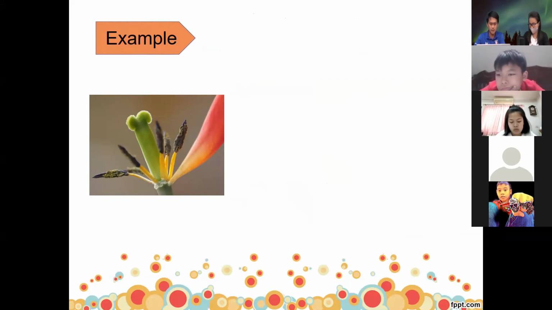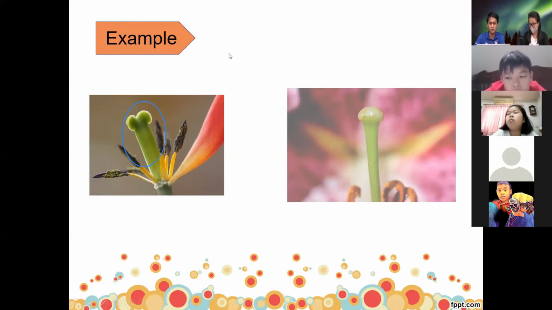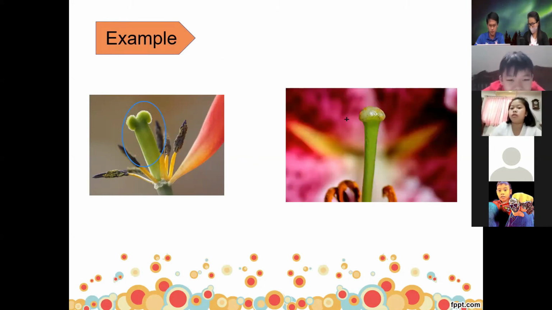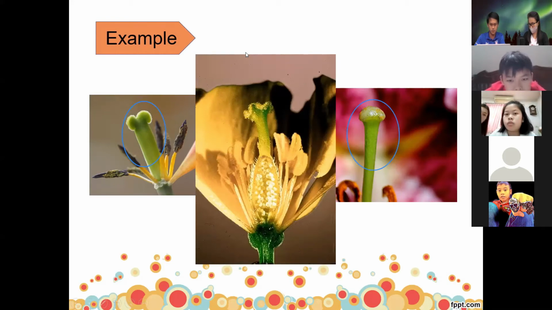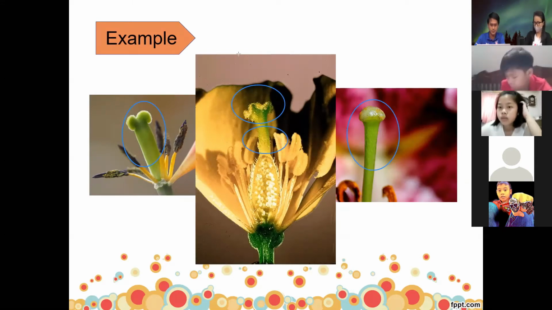So this is the pistil. These are examples of pistils from different kinds of flowers. So, in this last example, we have the stigma, the style and the ovary, which has ovules or eggs. Okay, let's go to the next part.